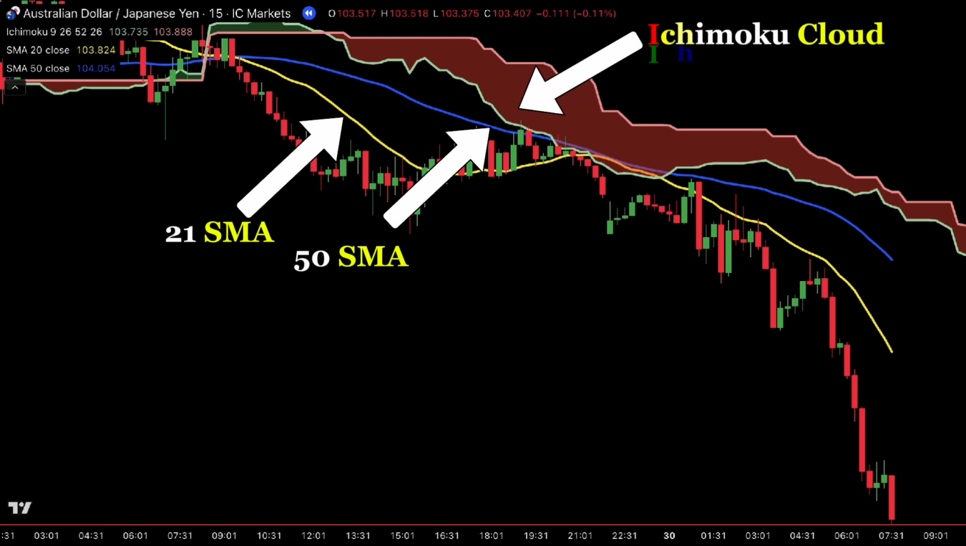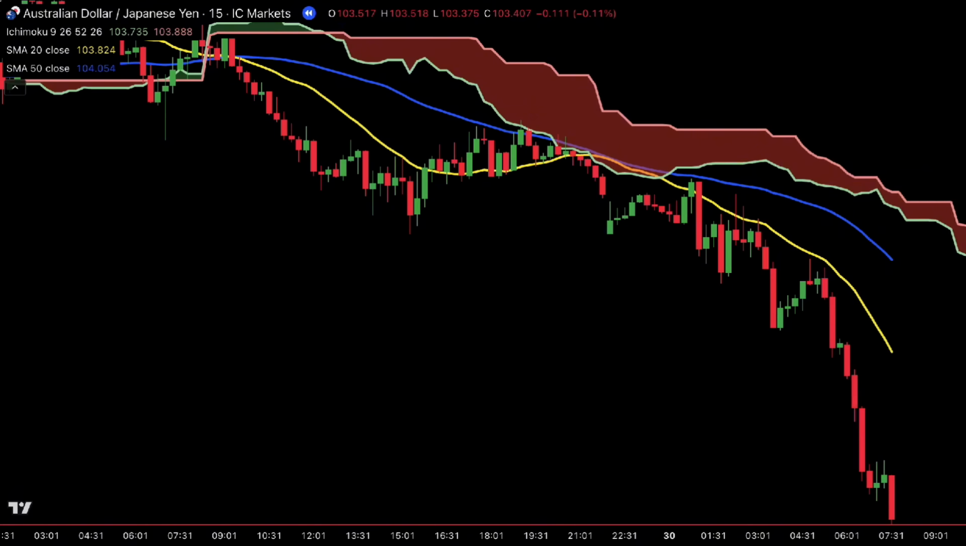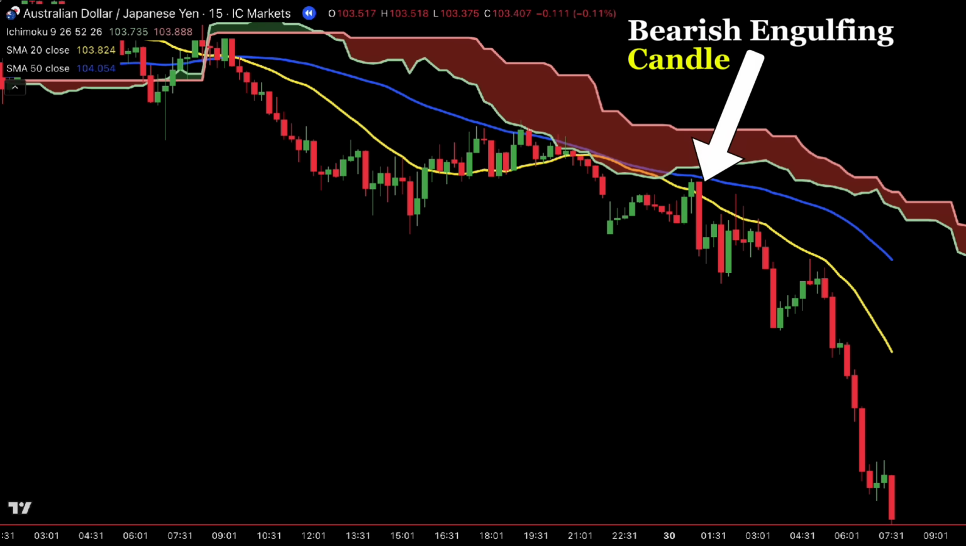Let's look at this chart together. Here, the market pulled back and got rejected, forming a bearish engulfing candle, a strong opportunity to enter the trade. Later, the market pulled back again and formed a pin bar. If you missed the first entry, this pin bar gives you another chance to join the downtrend.